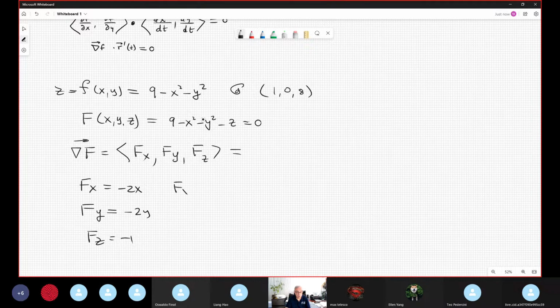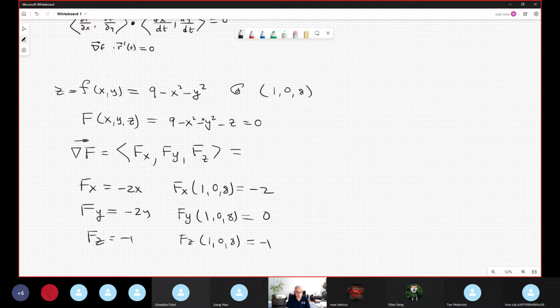Evaluate capital F at the point (1, 0, 8). It's obviously negative 2, exactly the same answer. The partial with respect to y evaluated at the same point is 0. Remember, we have y equal to 0, unfortunately. And the partial with respect to c evaluated at the point is negative 1, because it does not depend on anything. Not depending on c. Okay, now I go immediately to the plane.